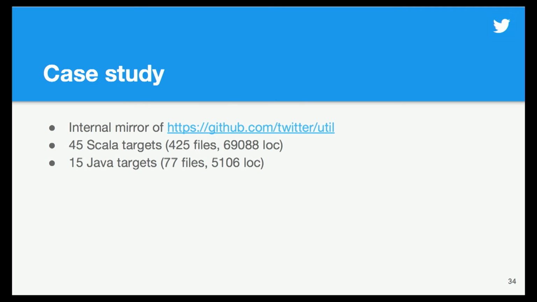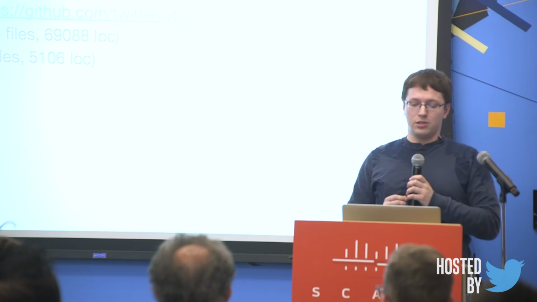It's a collection of utilities that we use in our monorepo internally, and they're also available in the open. It contains 60 of what we call targets, which are basically small projects. Here at Twitter, we use a build tool called Pants, and this is how projects are called there. It's possible to have lots of those targets, which is why the 75K lines of code of Twitter util have 60 projects.